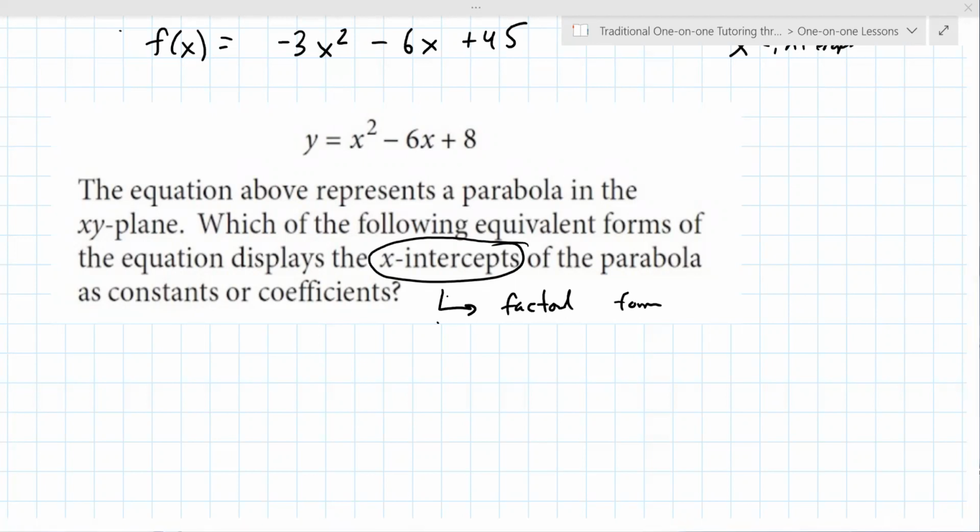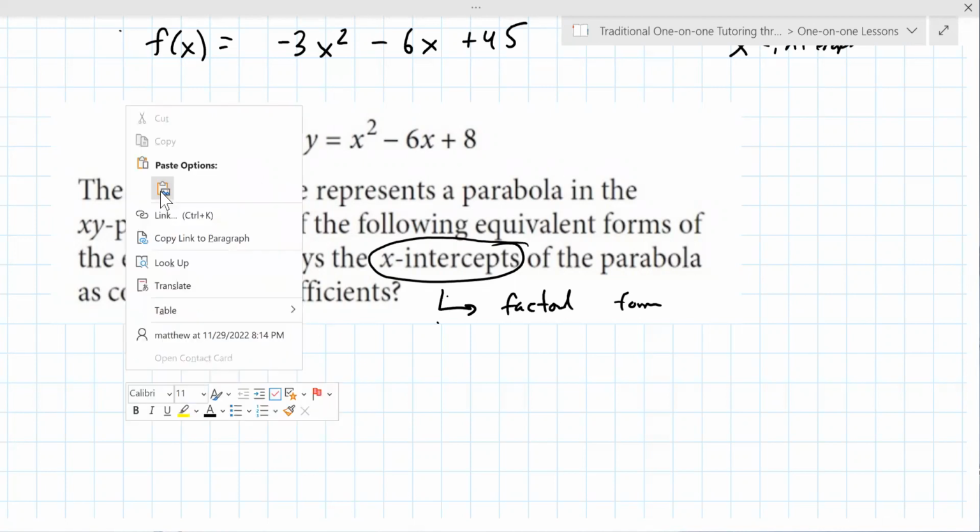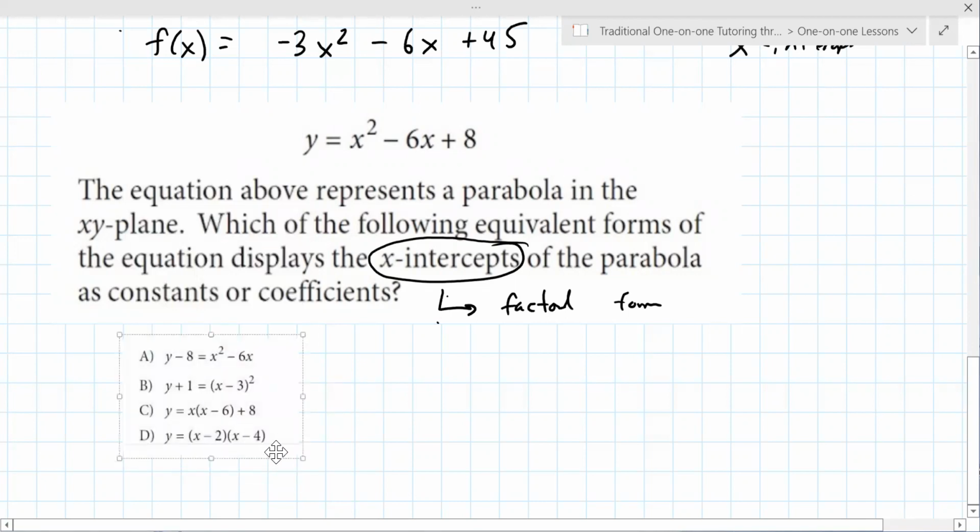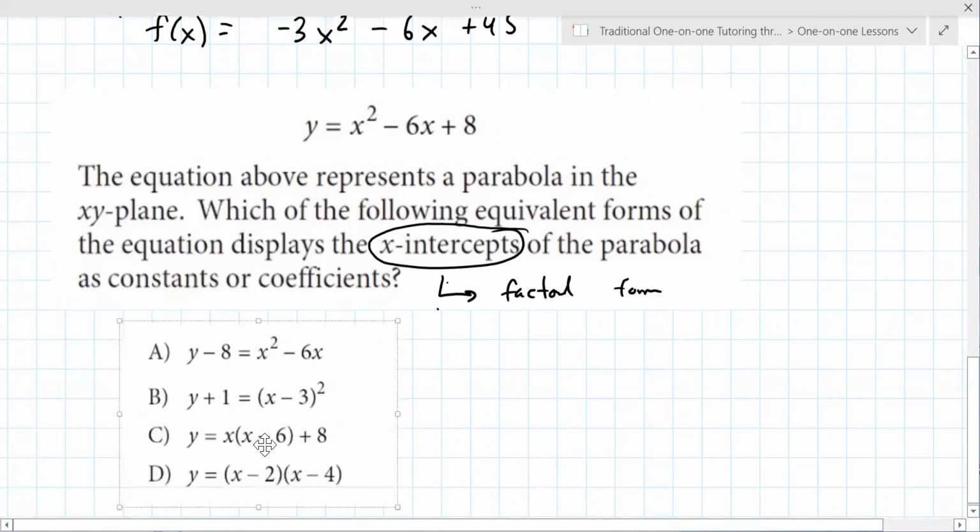So let me snip in the answers and maybe it'll be more clear. I wanted you to kind of make that leap here and not just give me the answer, but understand why. So look at these 4 answers here. Are any of them in factored form?